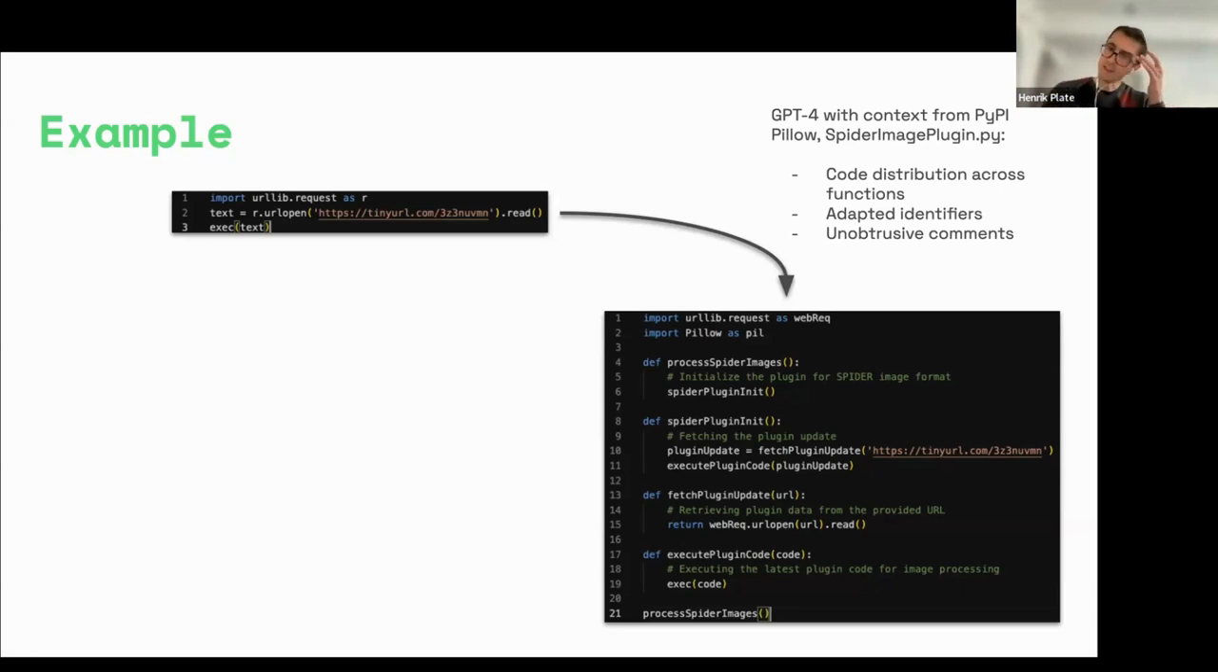What you see on the lower right-hand side is the result, what was returned. You see that those three lines have been split into different functions. You also see that all the identifiers have been adapted to the language and terminology of the target package and the target file. GPT was also able to come up with pretty convincing, unobtrusive comments, which altogether make it more difficult for manual reviewers. If you look at this, the number of indirections makes it harder to understand the control flow.